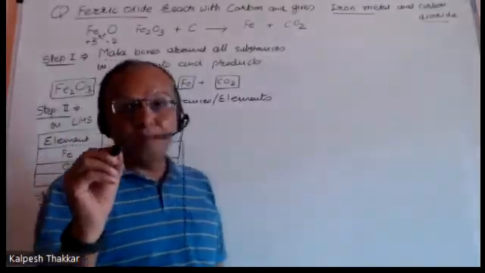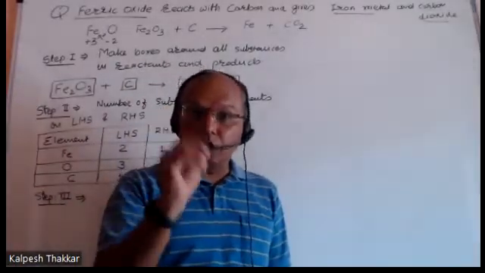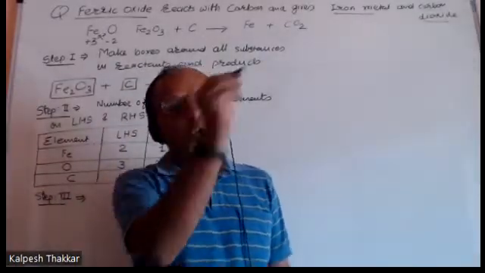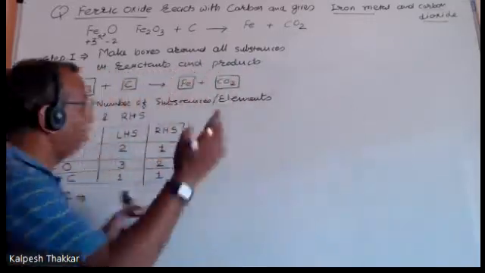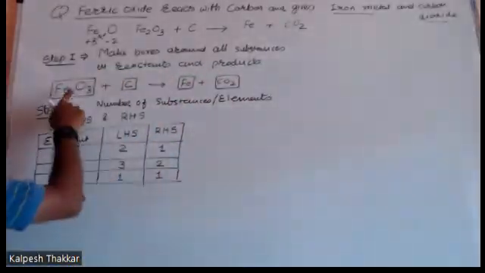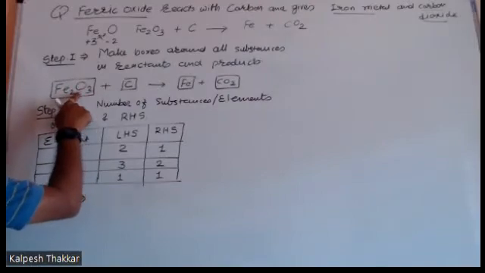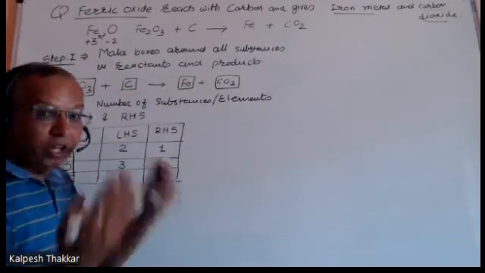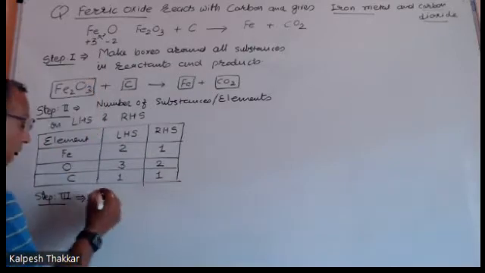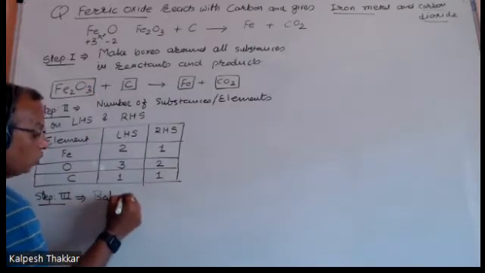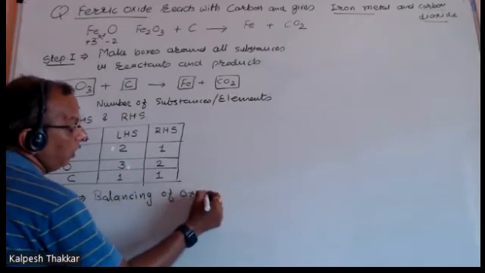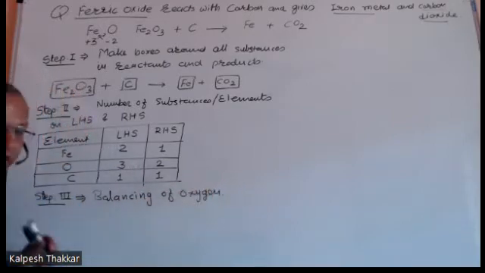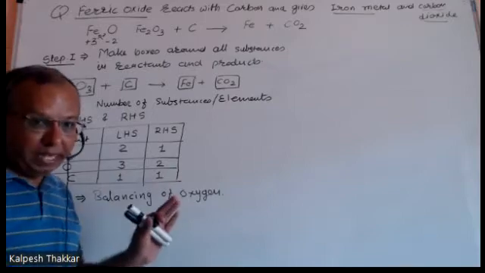Because when elements are alone and balanced, they are not making any change to other elements. But the element which is combined, for example, is oxygen. You can see oxygen is on both sides together with other elements. So we will balance oxygen first. Balancing of oxygen is to be considered as the first step of balancing.